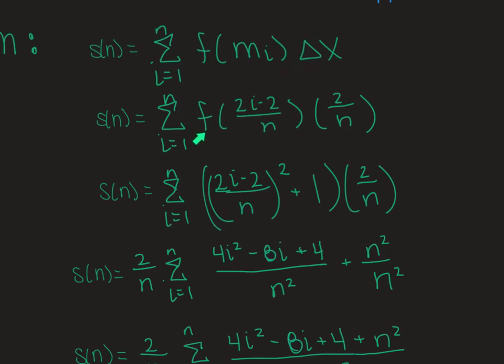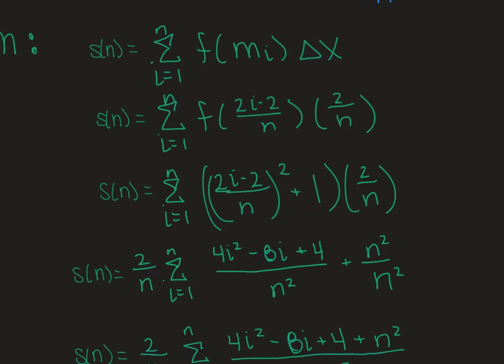So here you can see the notation where instead of having x in my function, I'm going to plug in (2i minus 2) over n, and then my delta x was 2 over n. You can see this was my function. My function was x squared plus 1. So I have my x is now replaced with ((2i minus 2) over n) squared plus 1, and then still times my 2 over n.